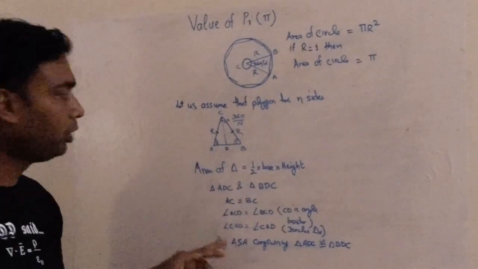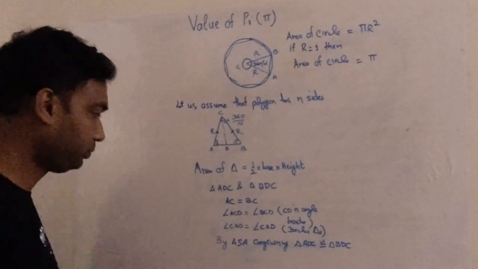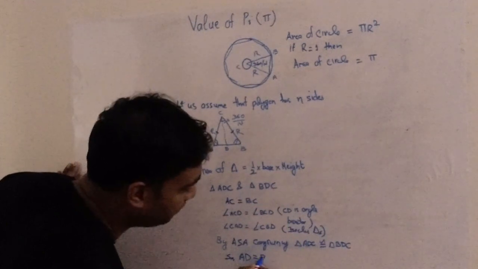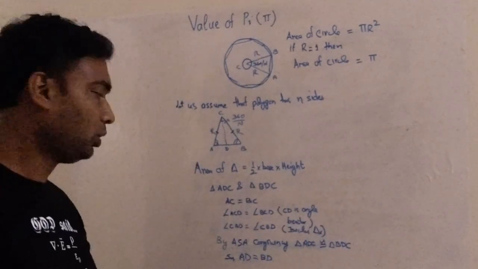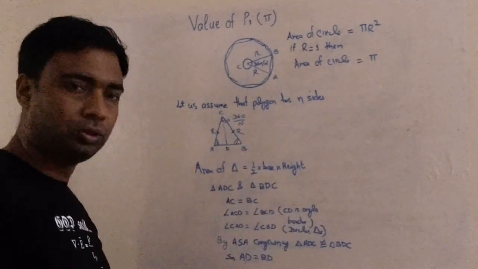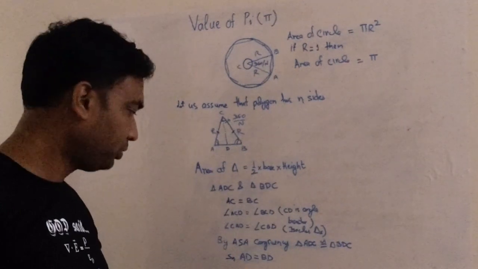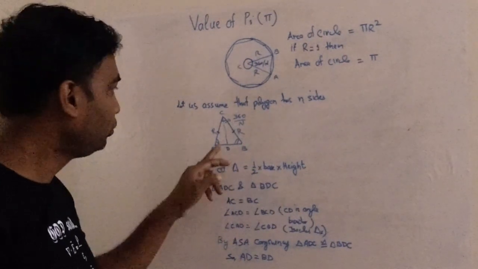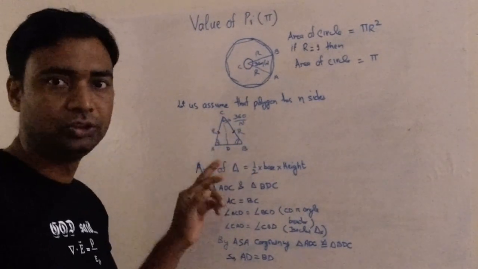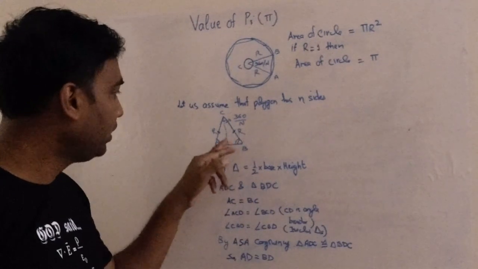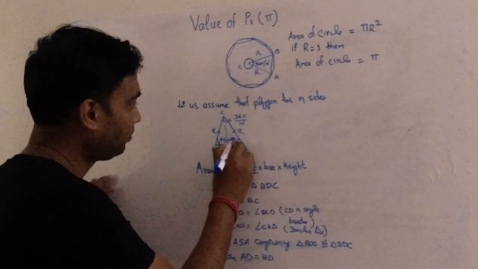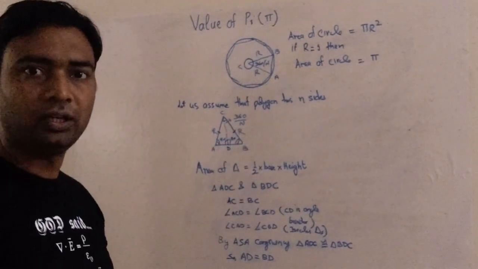Now since these two triangles are congruent, AD will be equal to BD, corresponding parts of congruent triangles. So I have derived till here. Also, angles CDA and CDB will be 90 degrees, because these two angles are the same and the whole angle is 180 degrees, so each will be 90 degrees. Till here I think it is okay.